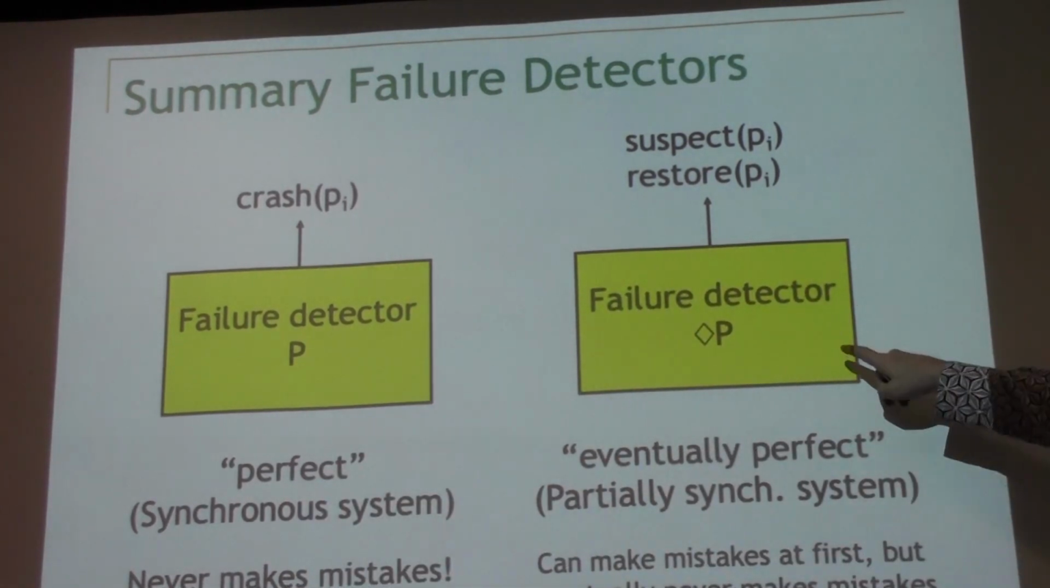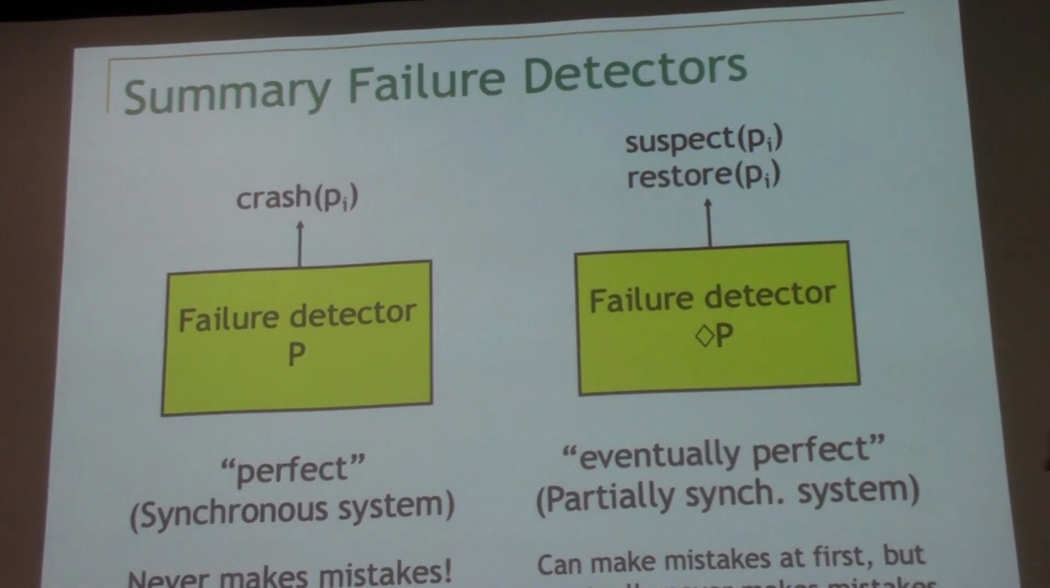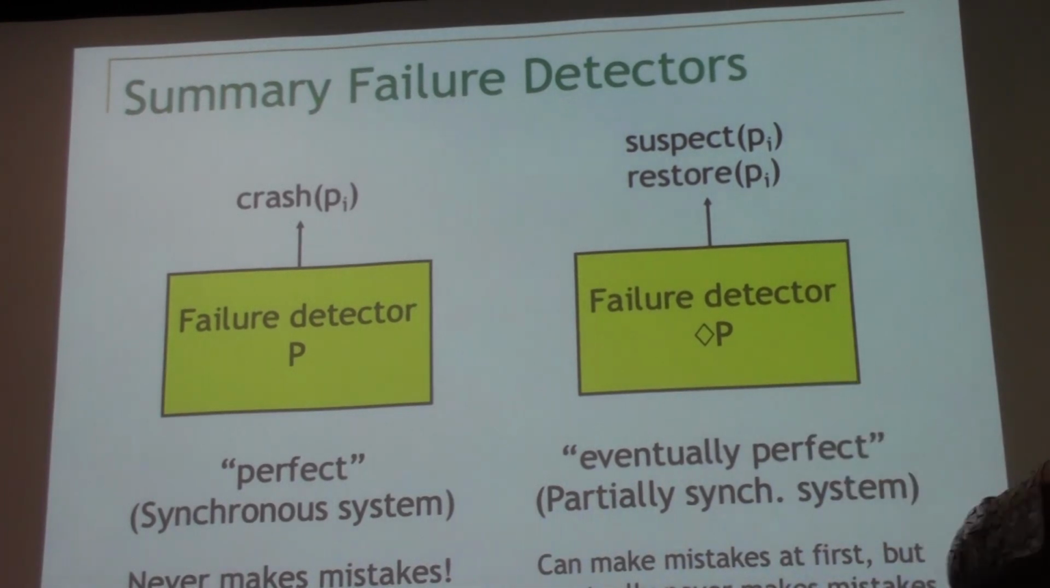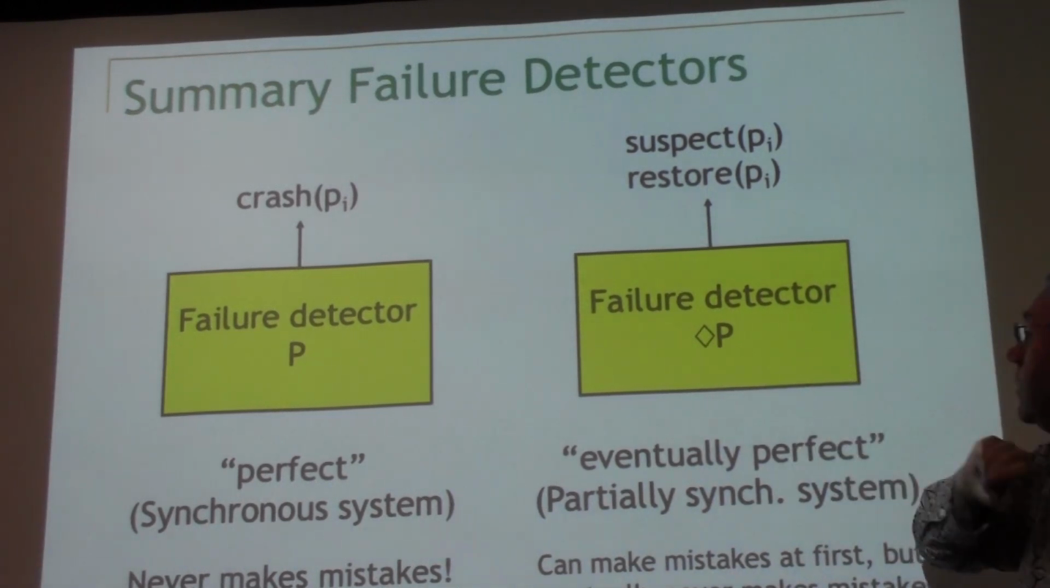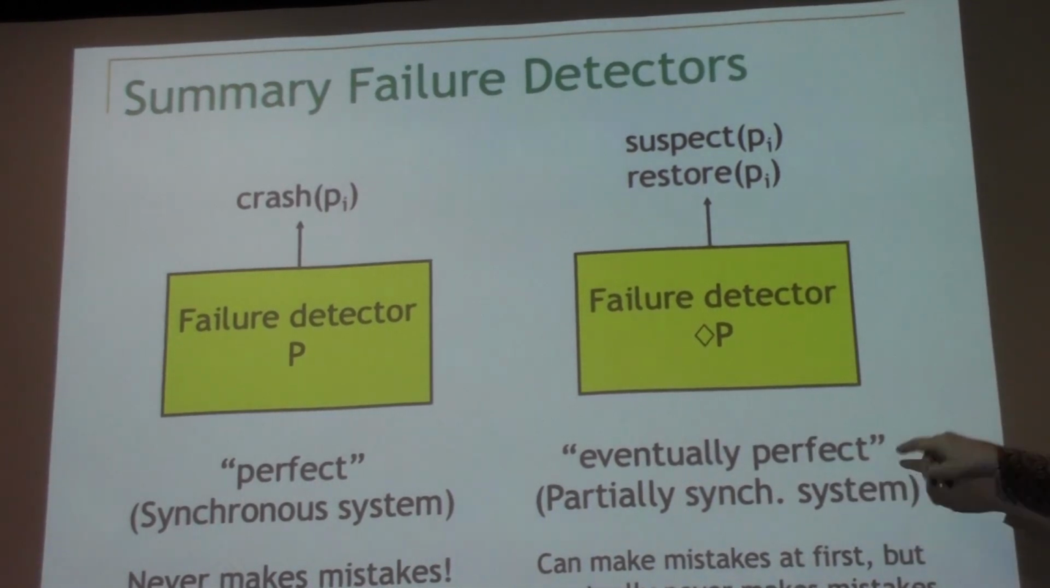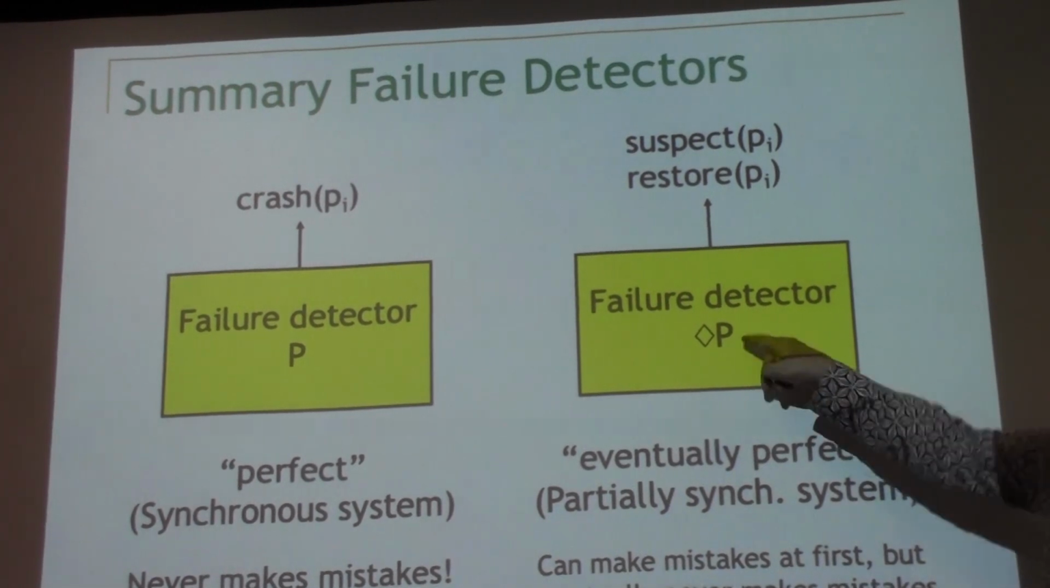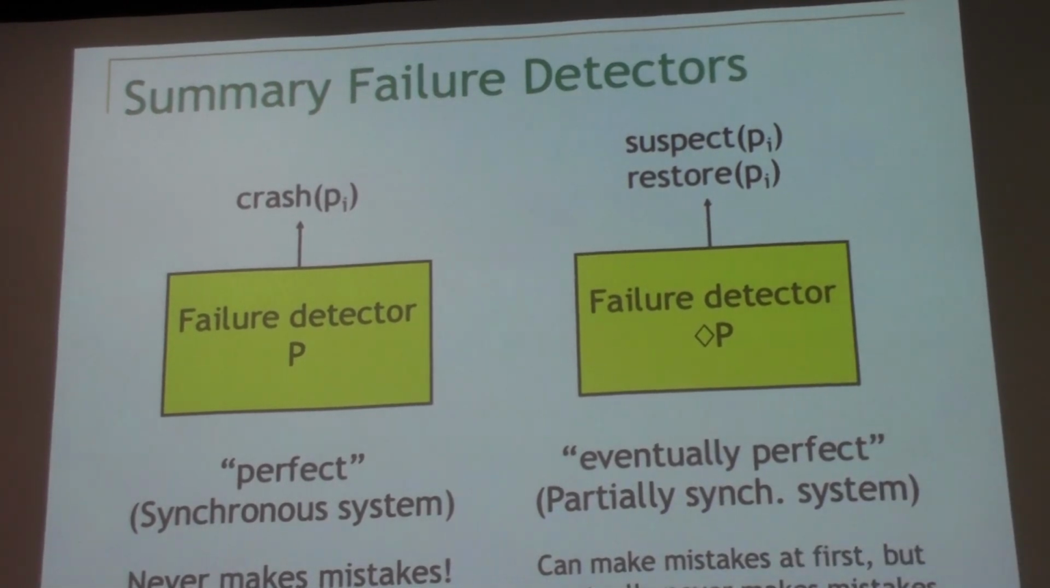So we have this other one here, and this symbol, this diamond symbol, means eventually. It comes from temporal logic. If you follow a course on model checking, you will understand. Temporal logic tells you about things that happen over time steps. So this one is called eventually P, eventually perfect. And this is the one we can implement on a partially synchronous system.